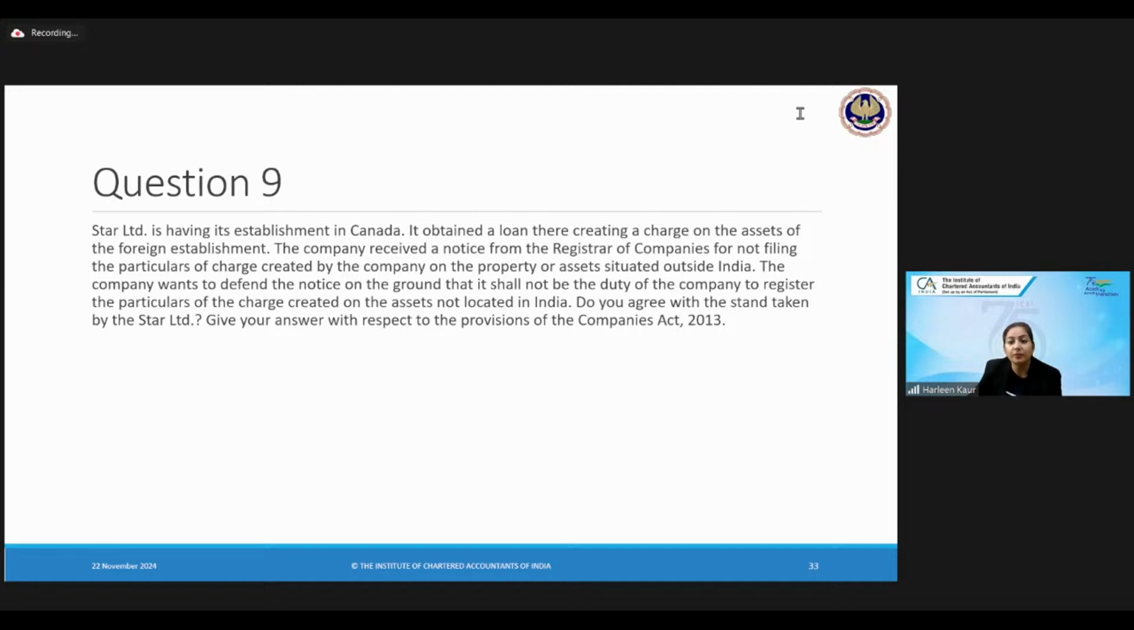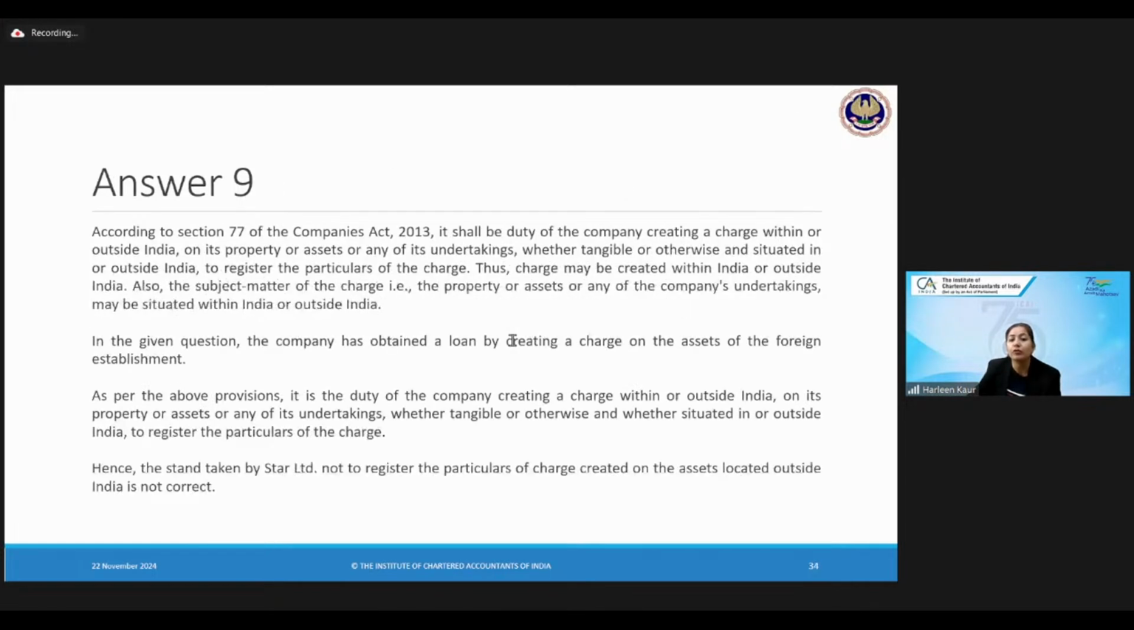Whether the contention of the company is correct or not, this is what you have to tell me. The company wants to defend the notice, saying it shall not be the duty of the company to register charges created on property not located in India. No, this is not right. They have to get the charge registered. The company has obtained the loan. It is the duty of the company to get the charge registered, and also the charge needs to be verified, whether it is tangible or otherwise.